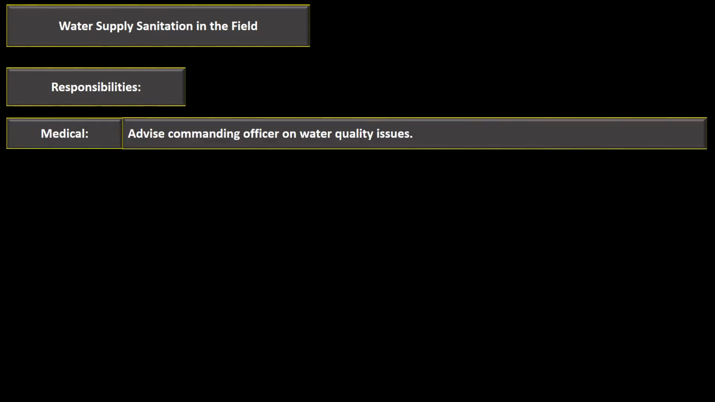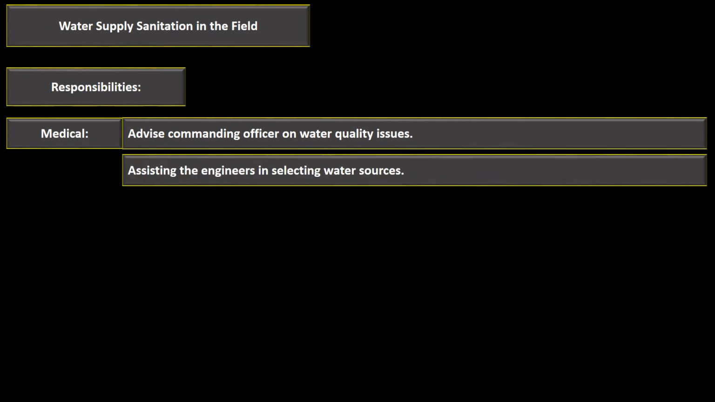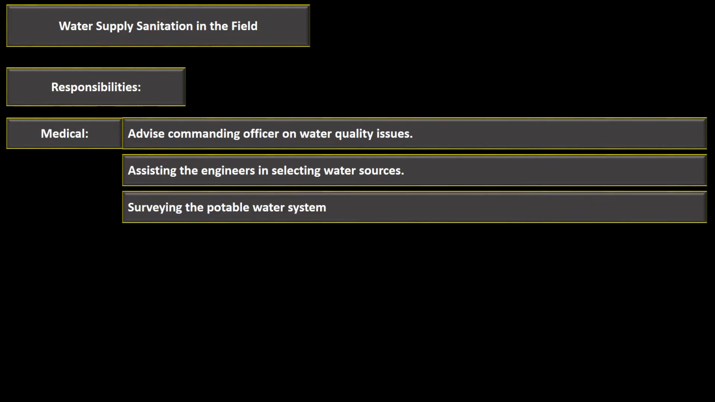Responsibilities of the medical department. Medical is going to have to advise the commanding officer on all water quality issues. They're going to assist the engineers in selecting a water source. They're going to survey your potable water system. So we're going to be testing it. The engineers are going to be maintaining it. We're going to be testing it.